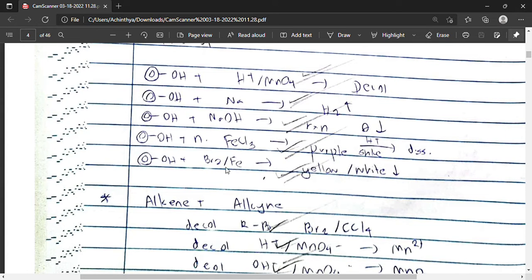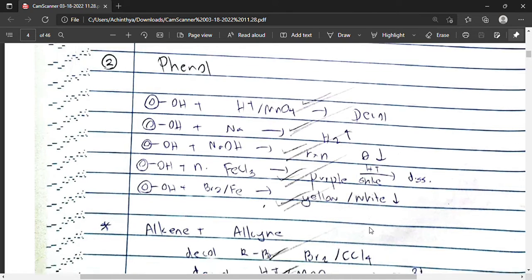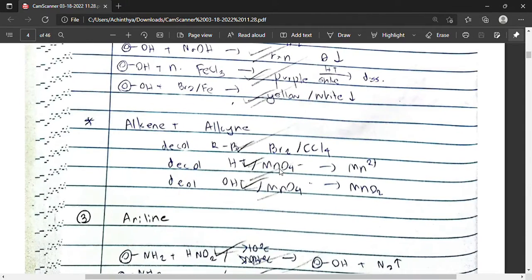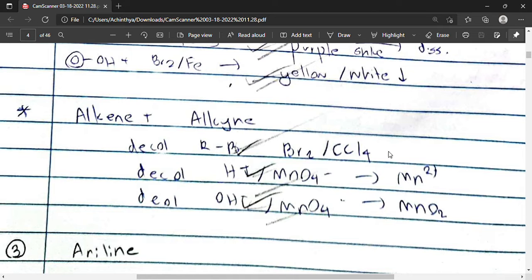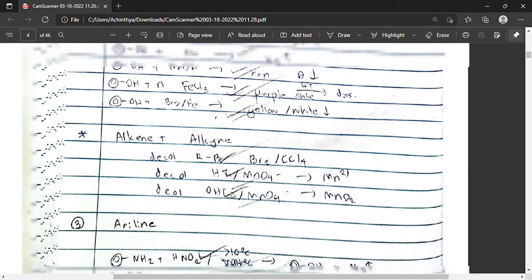Phenol also reacts with bromine and bromine/Fe, basically bromine and a Lewis acid catalyst, to form a yellow-white color precipitate, which basically is tribromophenol. Yeah, I'll discuss it later. Oh, by the way, alkenes and alkynes, they can both decolorize the red-brown color bromine CCl4. They can decolorize acidic permanganate, and they can decolorize basic permanganate as well.